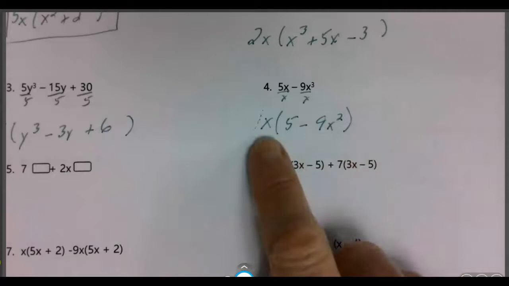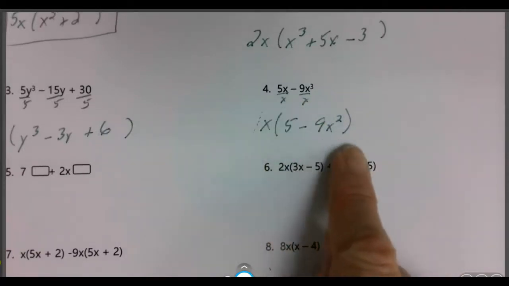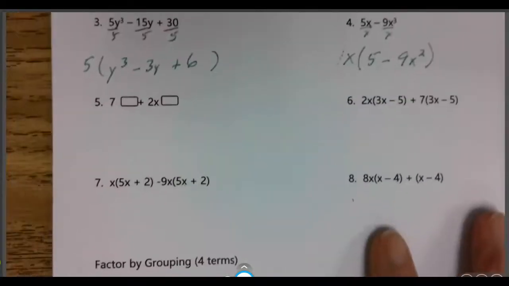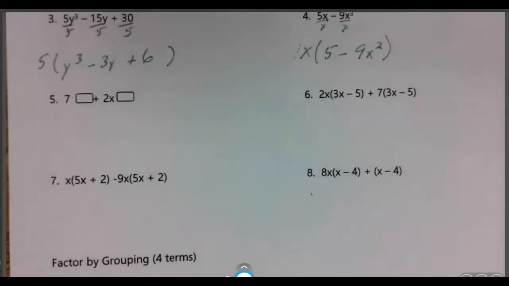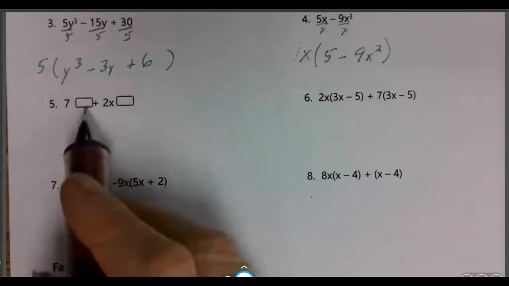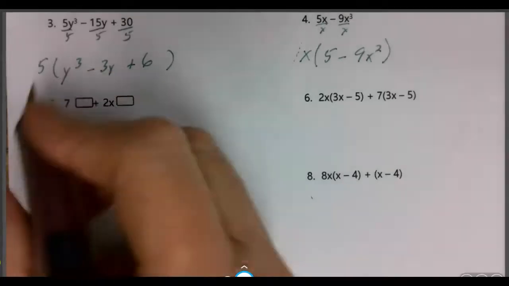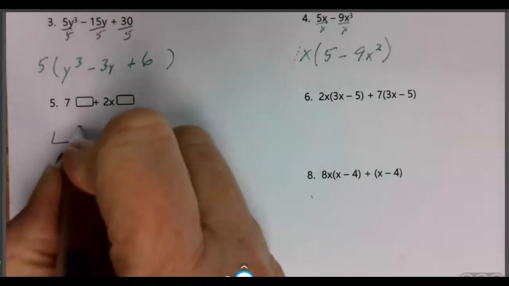Okay, so 1x is our greatest common factor, and when we divide through by x, we get 5 minus 9x squared. Okay? Now on number 5, you're going to look at this and go, okay, Phipps really is crazy now. She is now making us factor out boxes. But I want you to see what's happening here. On this one, see how they both have the box? That is my greatest common factor. I'm going to actually factor out a box.